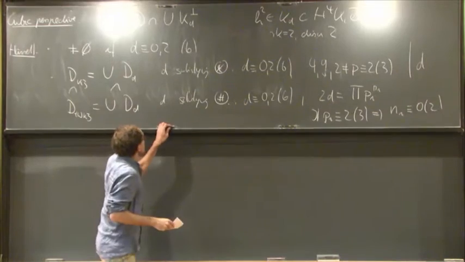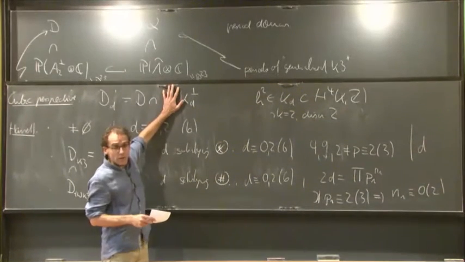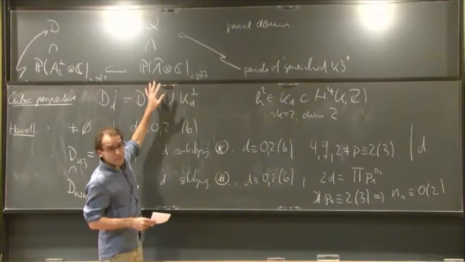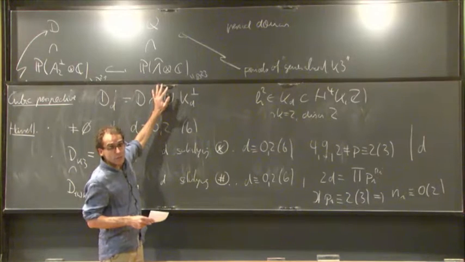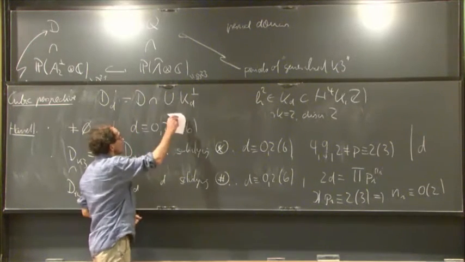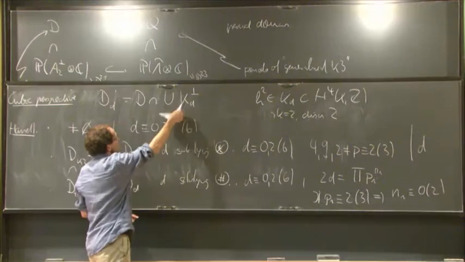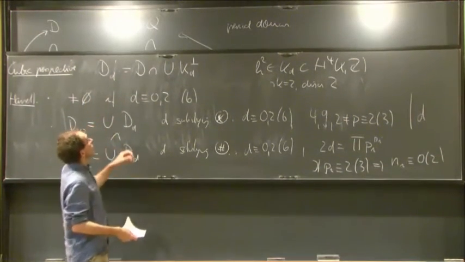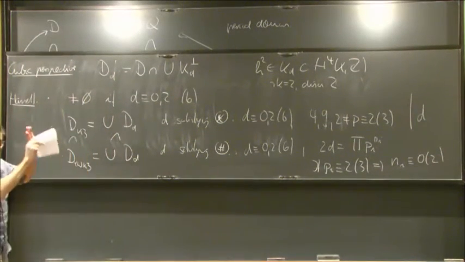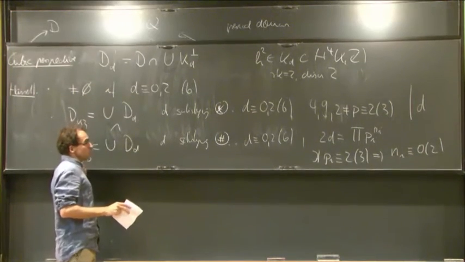Oh, because I work upstairs. Because why don't I have just one? Because I work upstairs in the period domain and not in the quotient. Okay. So that space is irreducible once I divide out by the orthogonal group. But since I work with different lattices, I didn't want to work in the quotients.